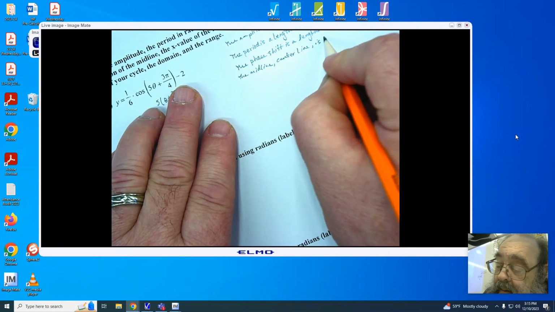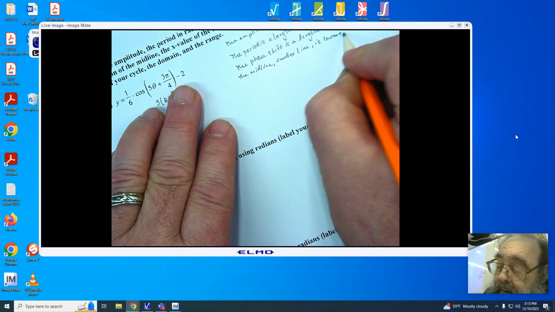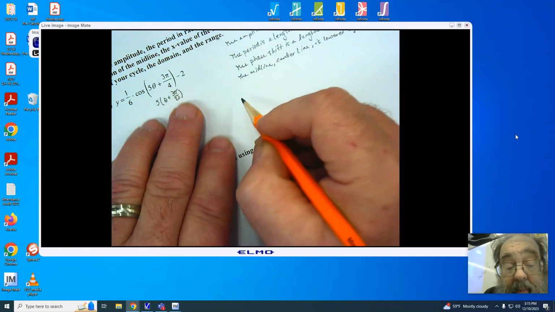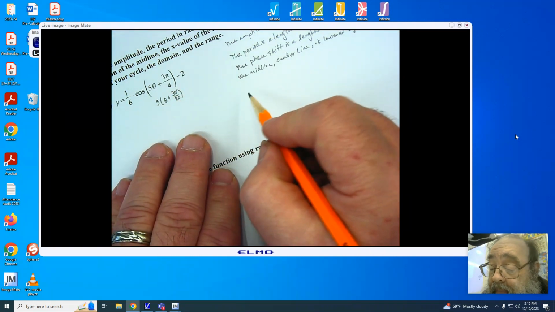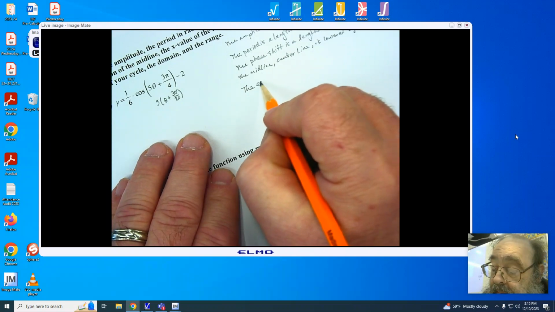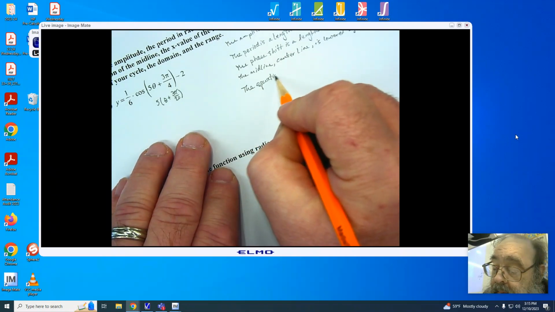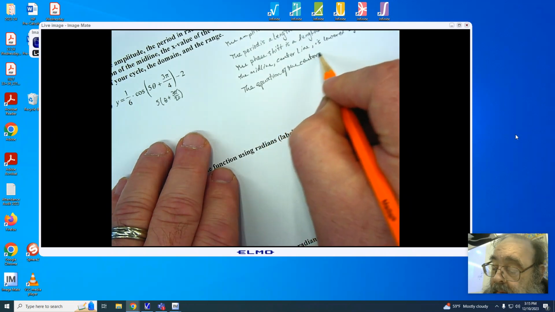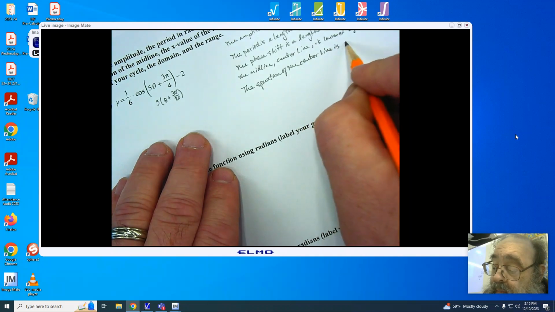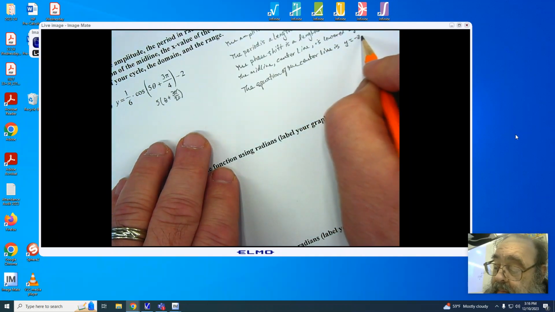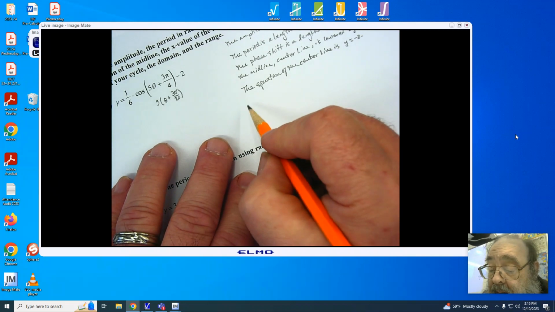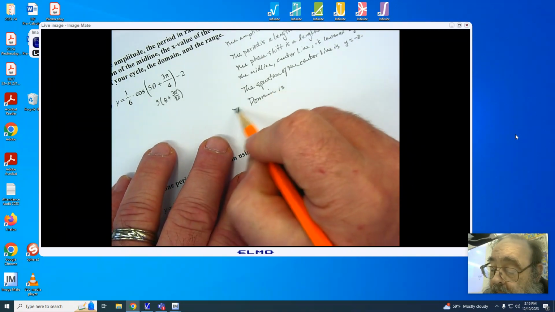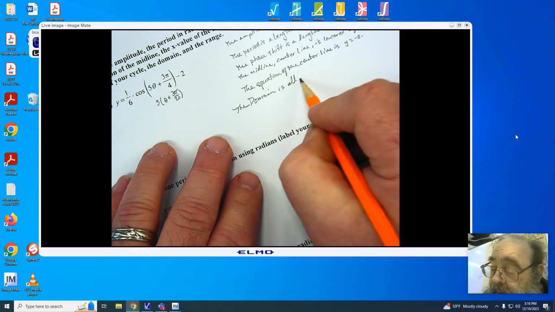is lowered or dropped by 2. All right. The equation of the center line is y equals -2. Then we have the domain. The domain is all real numbers.